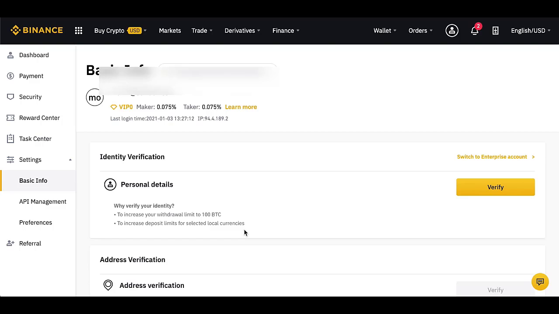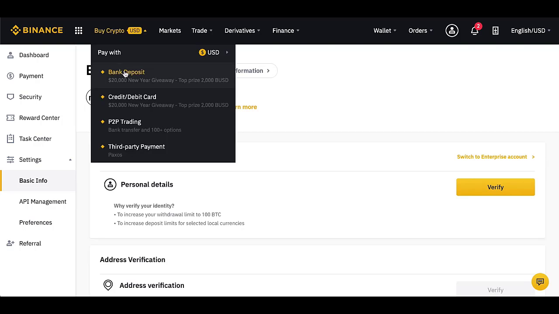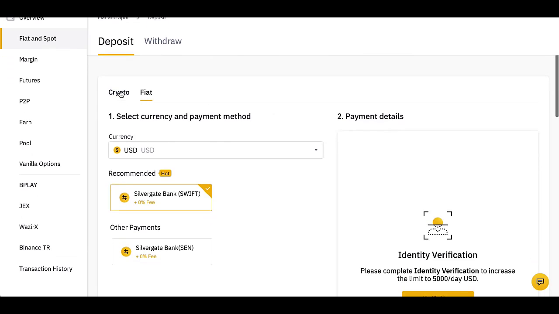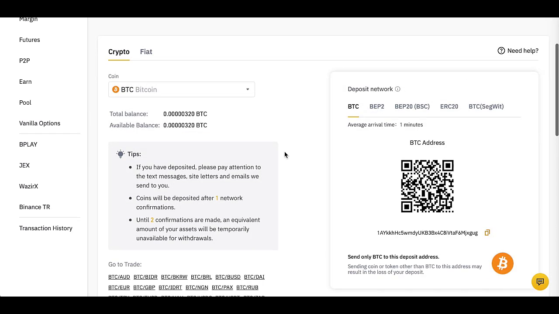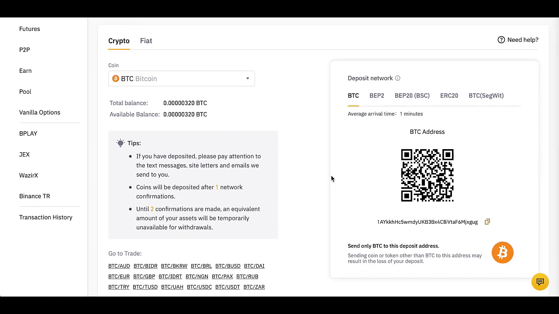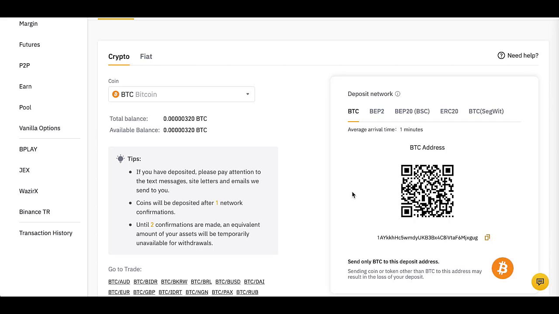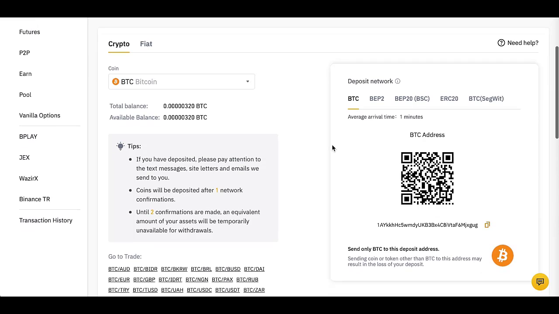So other ways of actually depositing money into Binance is coming back up to here and then coming to a bank deposit right here. And this is essentially the same thing, but you can see right now we are depositing funds, and you can either deposit cryptocurrencies or fiat currencies, and you can choose between them here. So if I just go to crypto, wherever you have those cryptocurrencies stored, then you can scan the QR code right here, or you can copy the address. Now, this is the address of your Binance account.